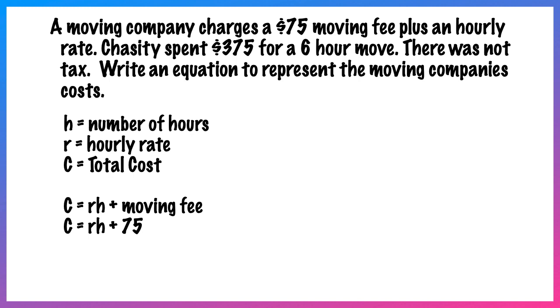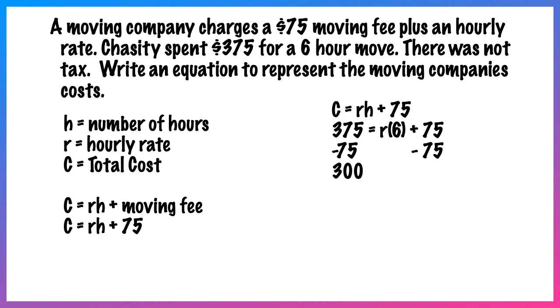Now we can take Chastity's specific case and plug it in and try to solve for that hourly rate. So let's write our equation. C is equal to R times H plus 75. Well, we know Chastity spent $375 and that the move was 6 hours. So we can plug in $375 for C and 6 for H. So 375 is equal to R times 6 plus 75. Let's go ahead and subtract 75 from both sides. So now we know 300 is equal to 6R.